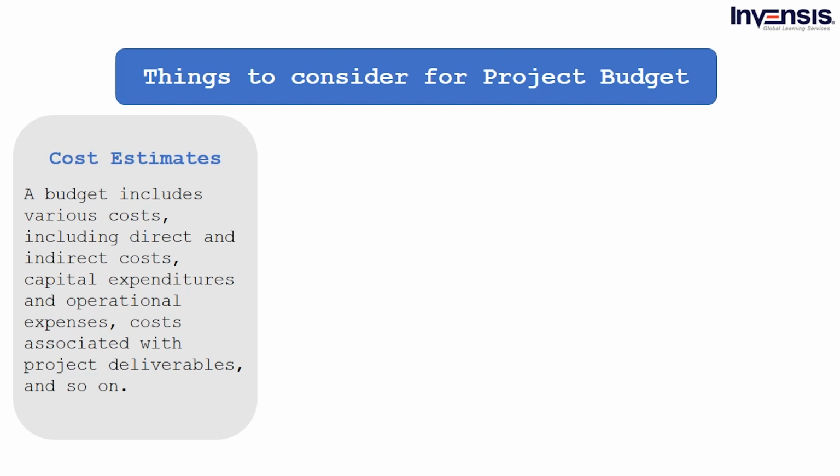Cost estimates. In project management, a budget includes various costs, including direct and indirect costs, capital expenditures and operational expenses, costs associated with project deliverables, and so on. Trying to precisely record the numbers, especially for an effort you've never done before, can get confusing and drive you insane. So how can you calculate the unquantifiable costs?